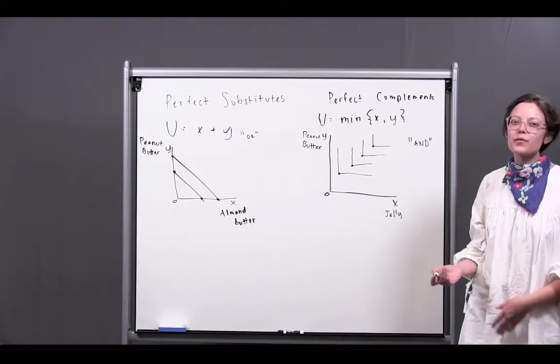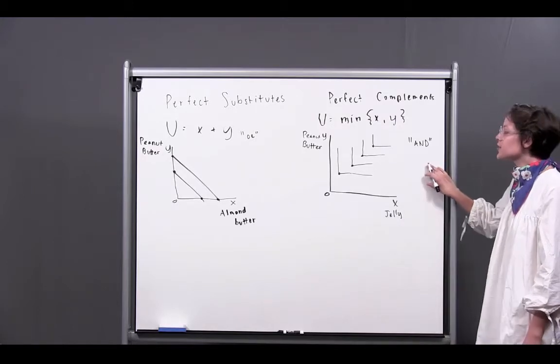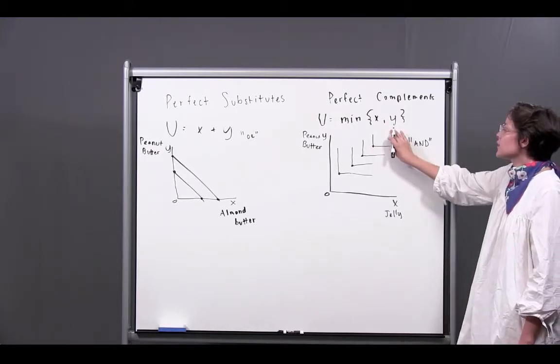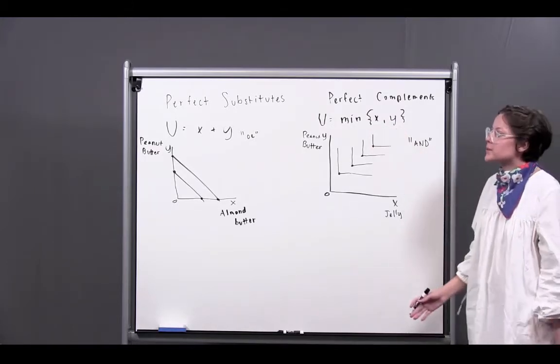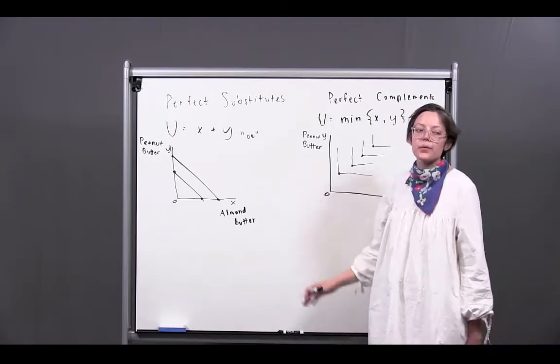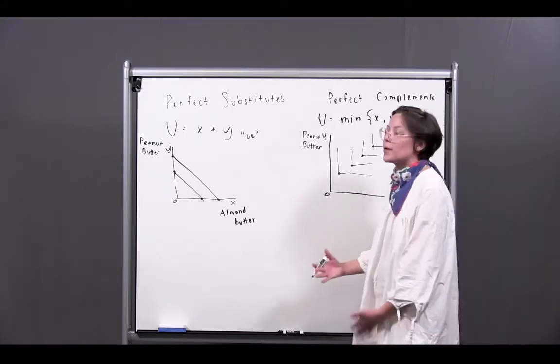So overall, complements have an "and" relationship. You need x and y. And perfect substitutes have an "or" relationship. You're going to consume x or y.